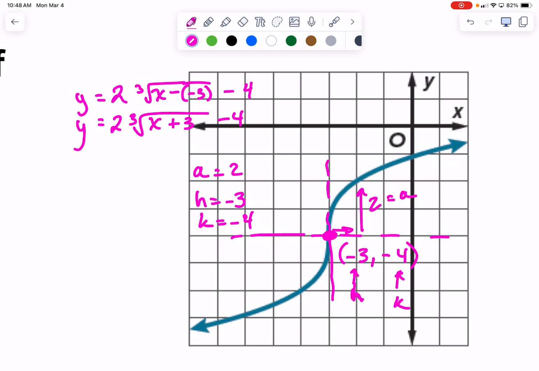So I see it's a full squiggle, so that's cube root. Find the inflection point, right? Find that middle point. That helps me with my h and k. And then I go over 1 to the right and see, do I go up? So a is positive. Do I go down? So a is negative. How many? What is my a value? Okay. So you got it?